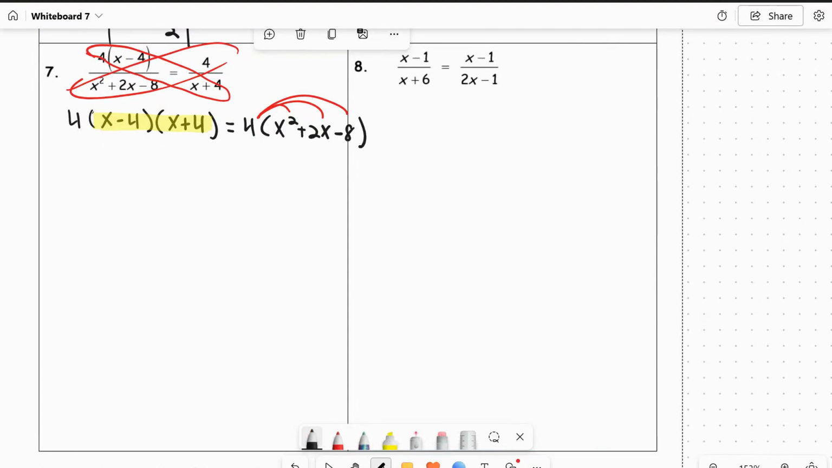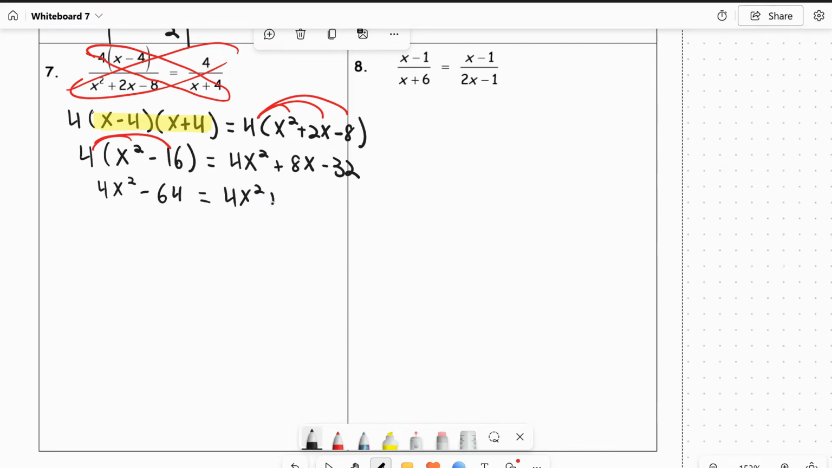So combining these together, if I was to FOIL these, I would get 4 times x squared minus 16, which equals, and then go ahead and distribute, 4x squared plus 8x minus 32. Okay, I still have another set of parentheses, so I am going to have to distribute again, which would give me 4x squared minus 64, which equals 4x squared plus 8x minus 32.